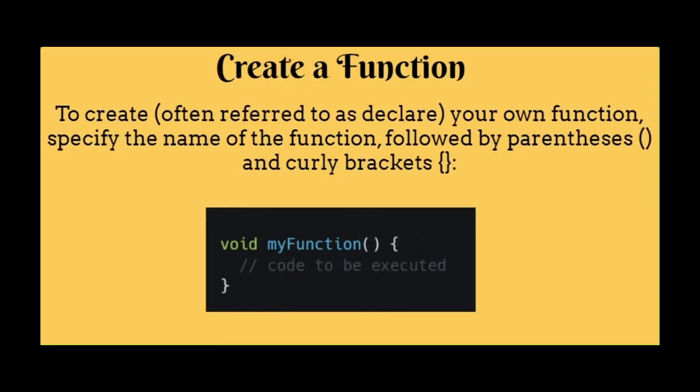How to create a function. To create, often referred to as declare, your own function, specify the name of the function, followed by parentheses and curly brackets. myFunction is the name of the function. Void means that the function does not have a return value. You will learn more about return values later in the next chapter. Inside the function, the body, add code that defines what the function should do.